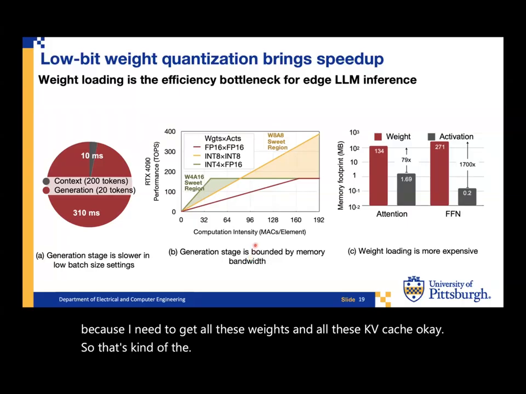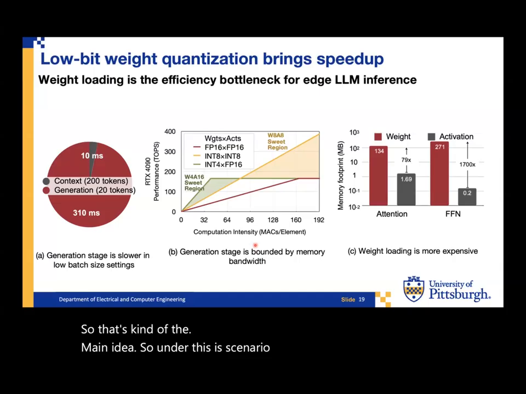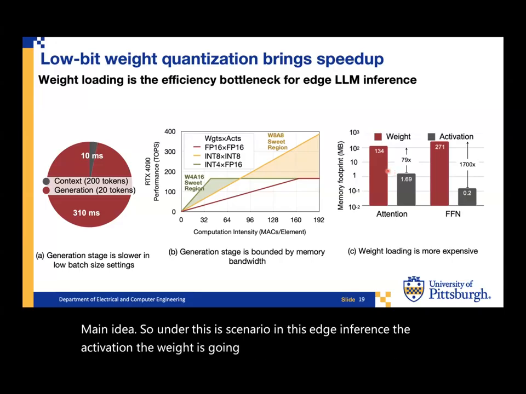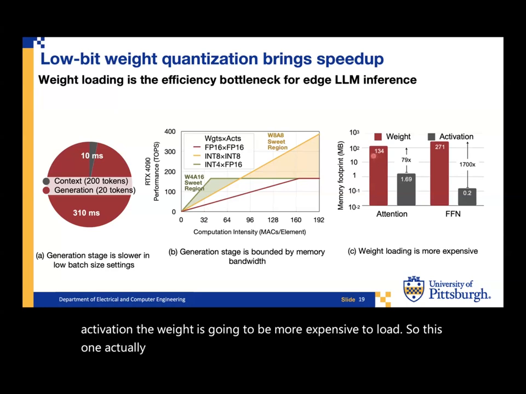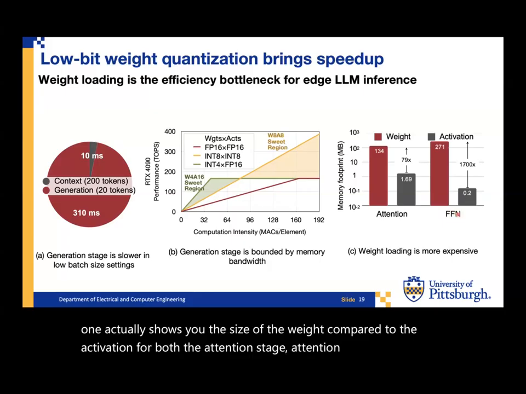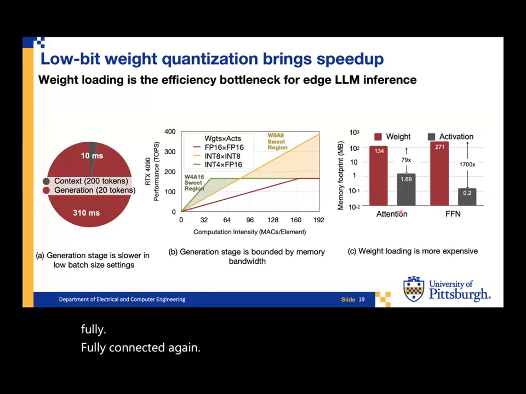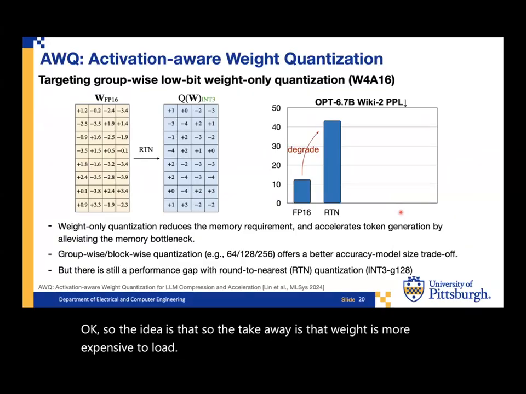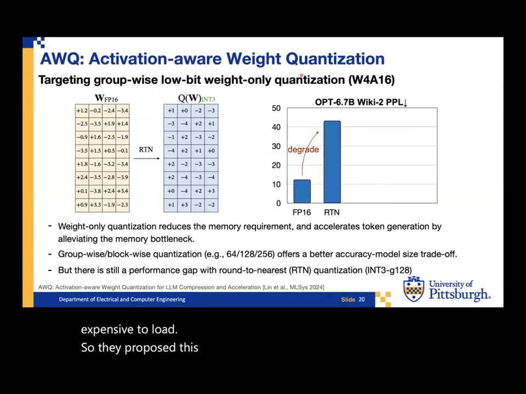So under this scenario, in this edge inference, the weight is going to be more expensive to load than the activation. This one shows you the size of the weight compared to the activation for both the attention layer as well as the fully connected layer. So the takeaway is that weight is more expensive to load. So they propose AWQ, the activation-aware quantization.